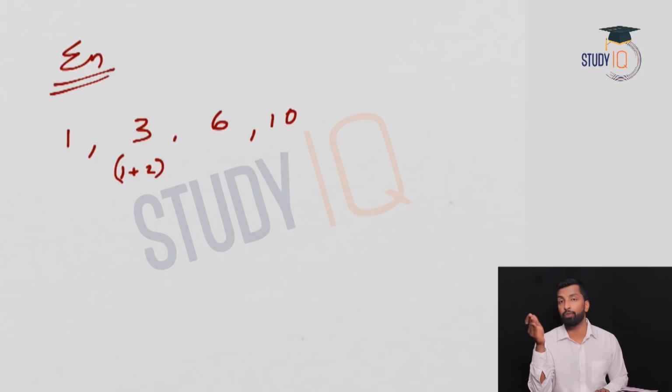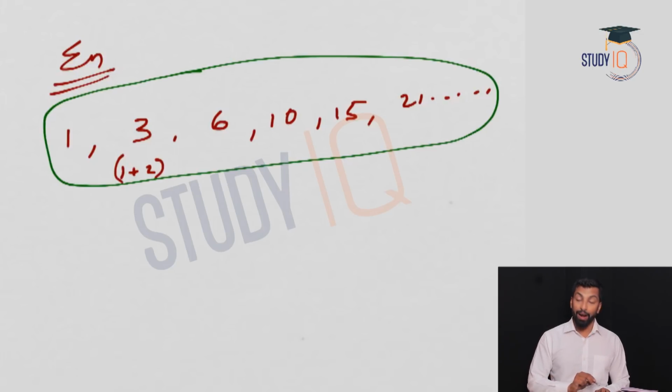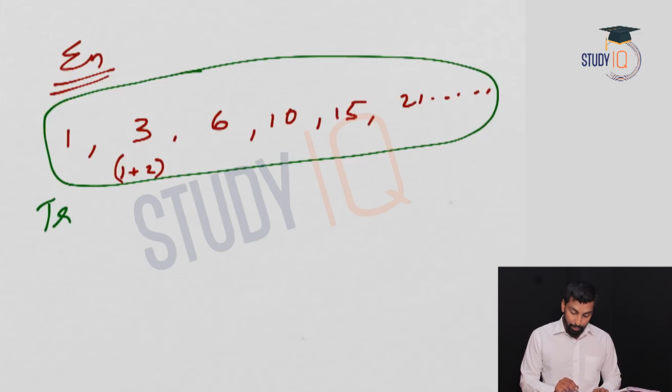So fourth number means you will add 1, 2, 3, 4. Fifth will be 1, 2, 3, 4, 5. That will be 15. Sixth will be 1, 2, 3, 4, 5, 6 you need to add. So 21. Like this it will go. So these are the sigma n numbers: 1, 3, 6, 10, 15, 21, etc. We also call these numbers as triangular numbers.